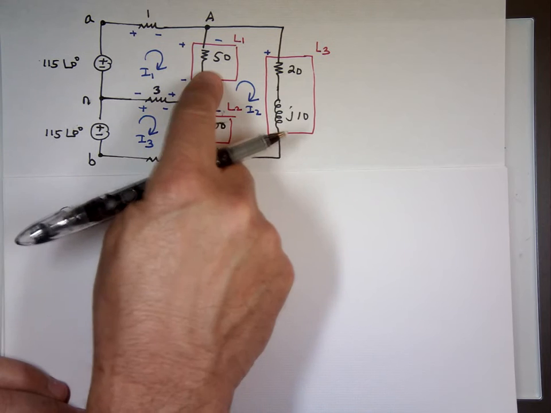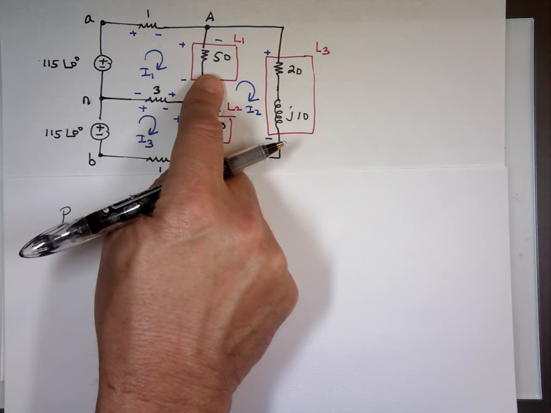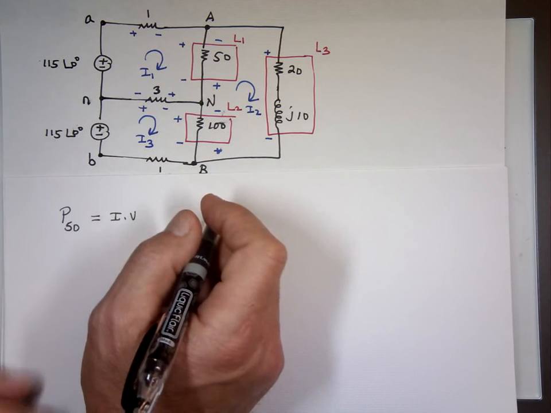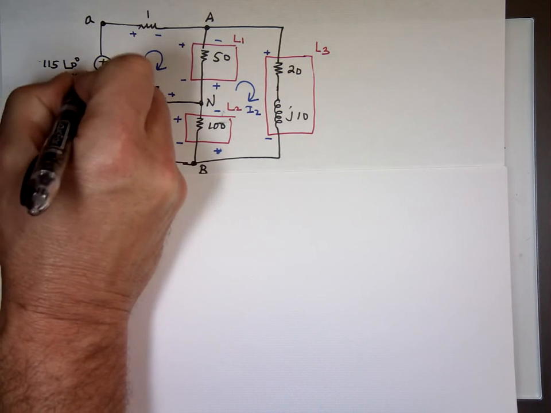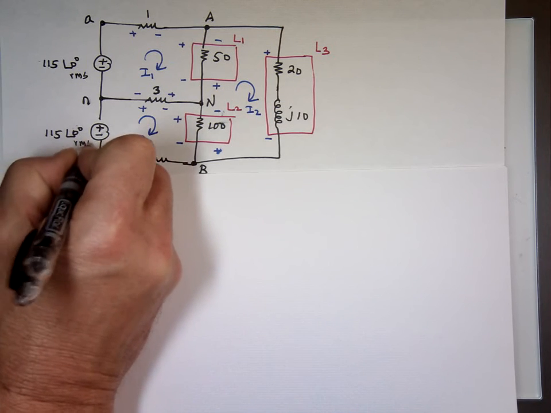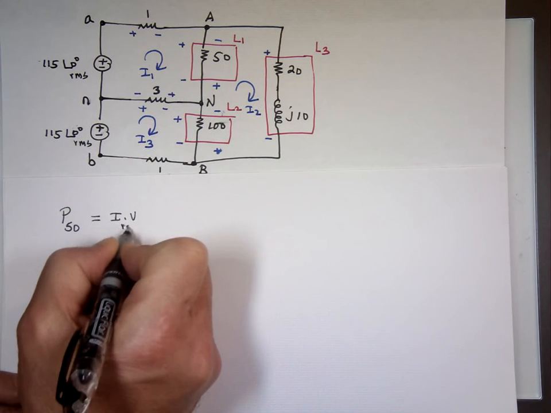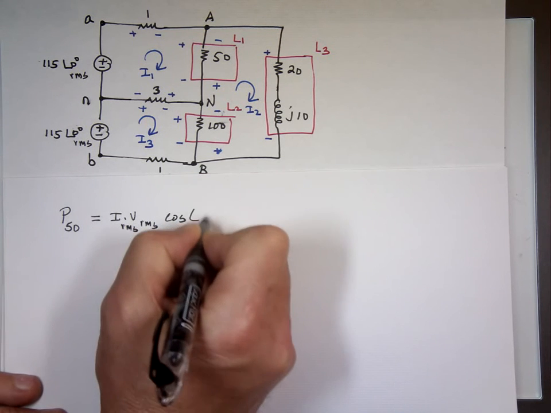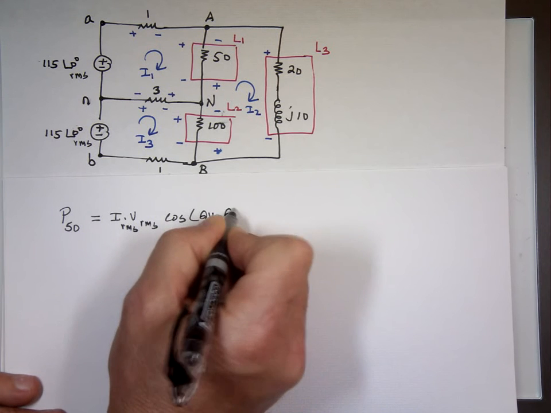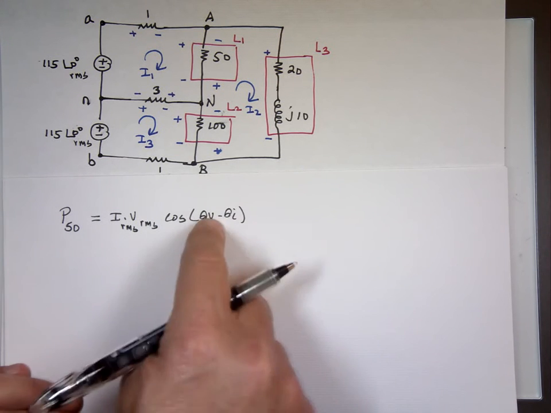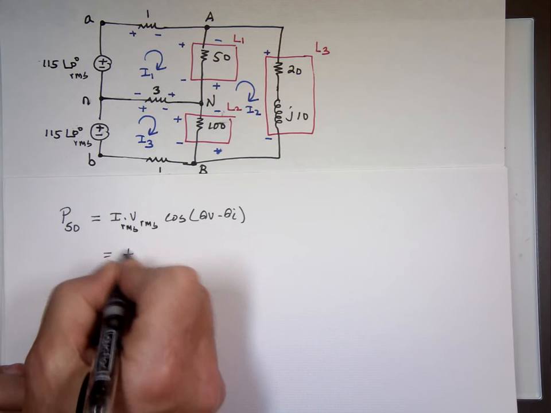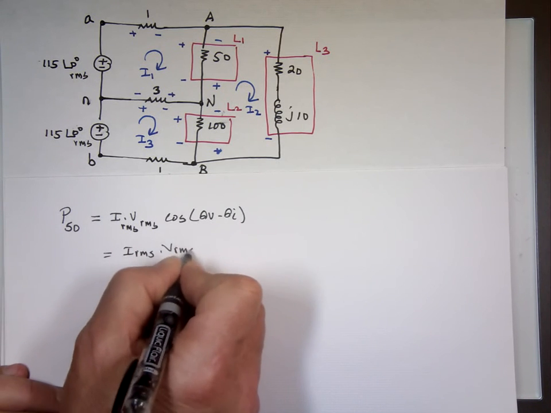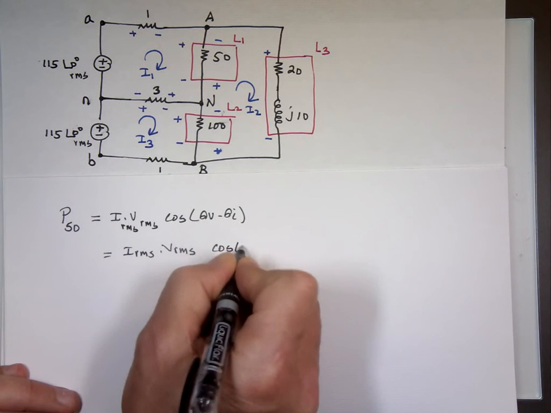Well, there is no cosine. It's going to be a 0-degree phase shift here, right? These are RMS values, by the way. I forgot to mention. So I'll write it down: VRMS, IRMS, cosine of theta V minus theta I. Well, through a resistor, there is no phase shift. This will be a 0. So it's IRMS times VRMS times cosine 0, which is a 1.